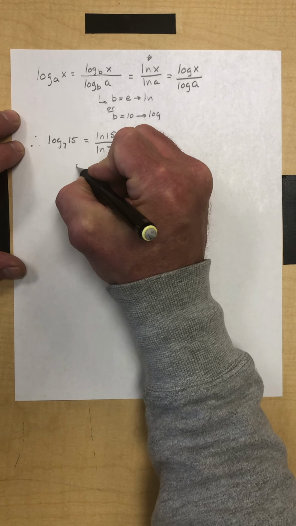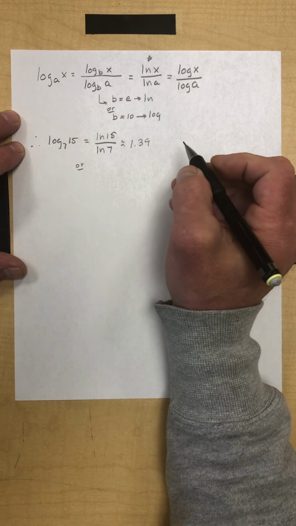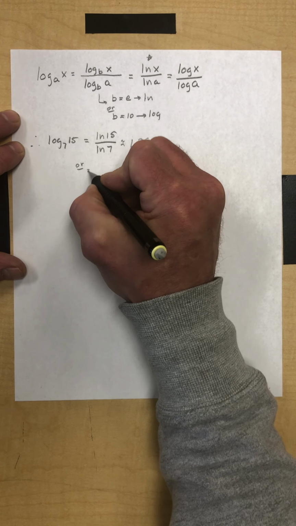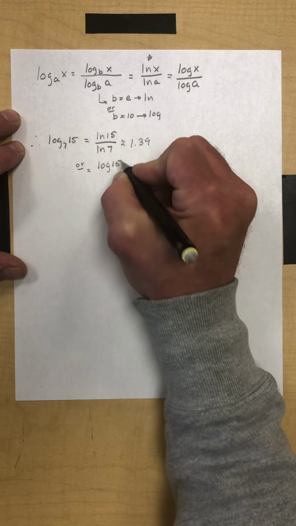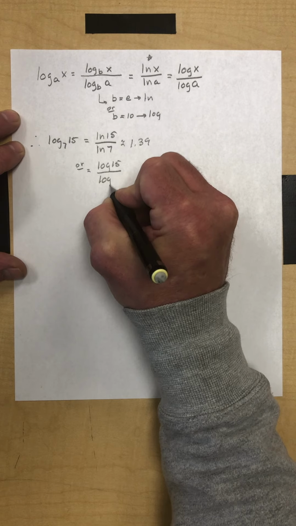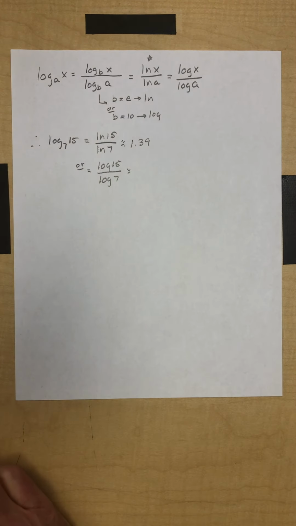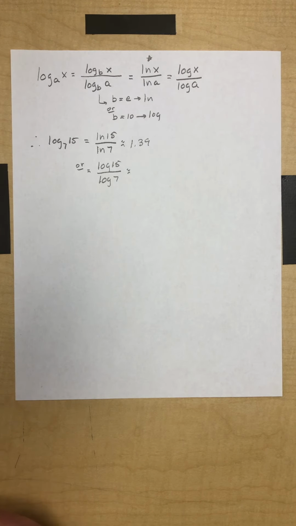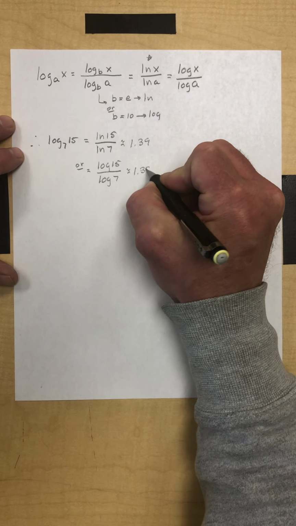Now just so you guys know, it'll work no matter what you do. For instance, if I decided I'm going to use the common log, I say this is the same as log base 10, the common log of 15, over log base 10 of 7, so that's the common log of 7. You guys are more than welcome to check that for yourself. I go common log of 15 divided by the common log of 7, and lo and behold, we get the exact same thing, which obviously should happen.